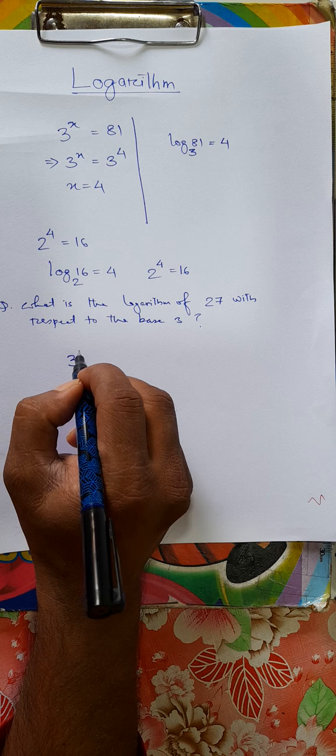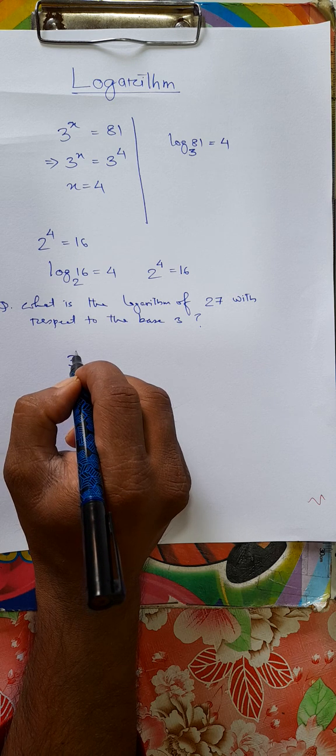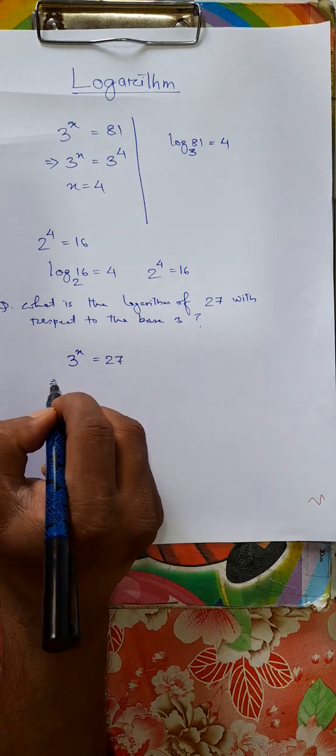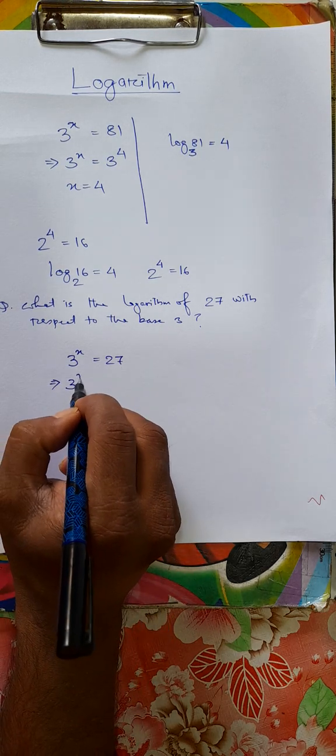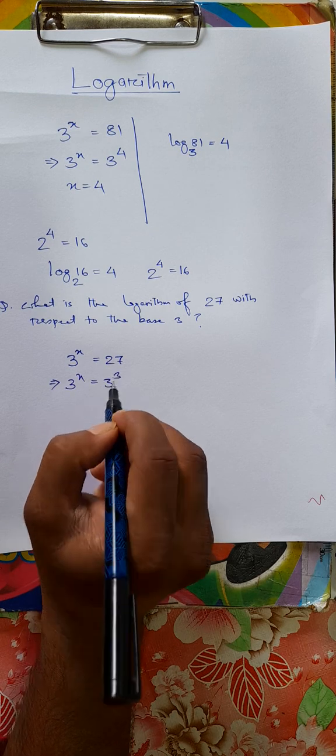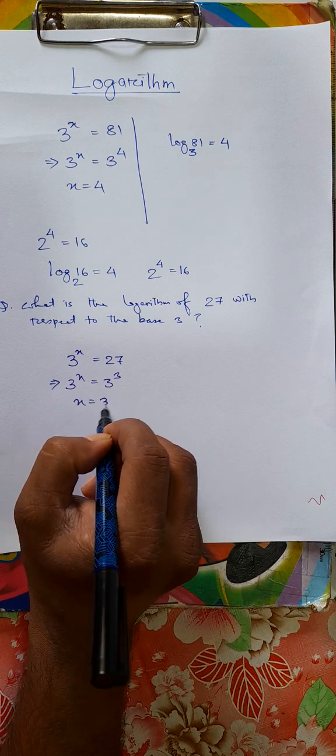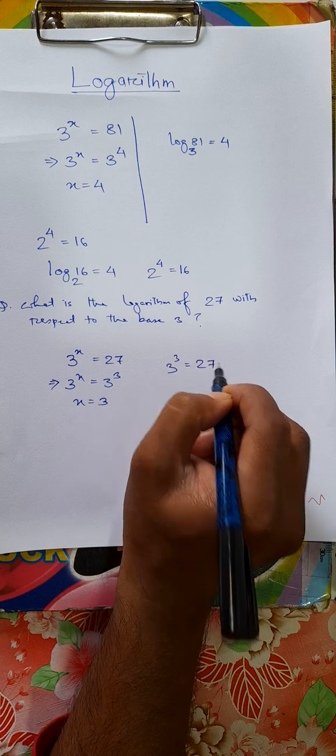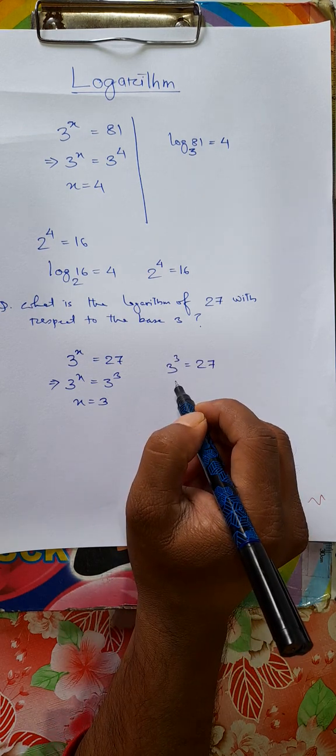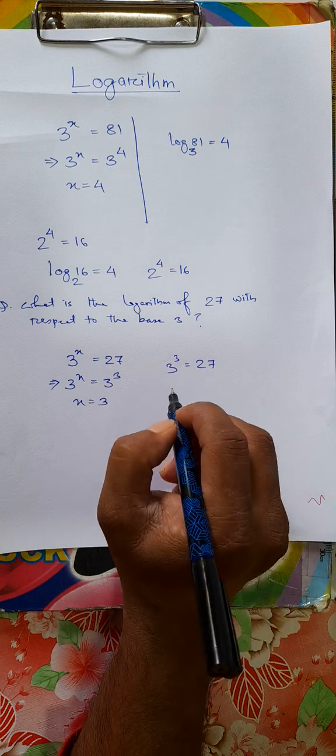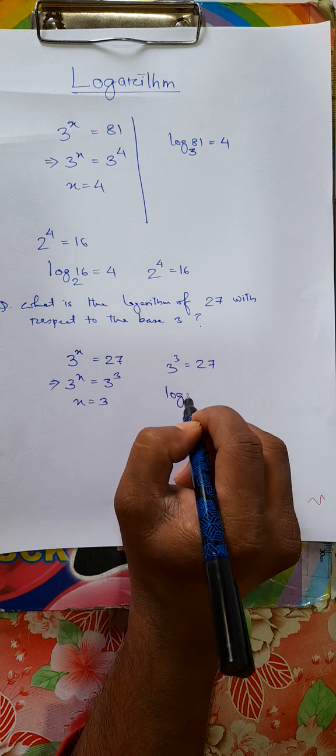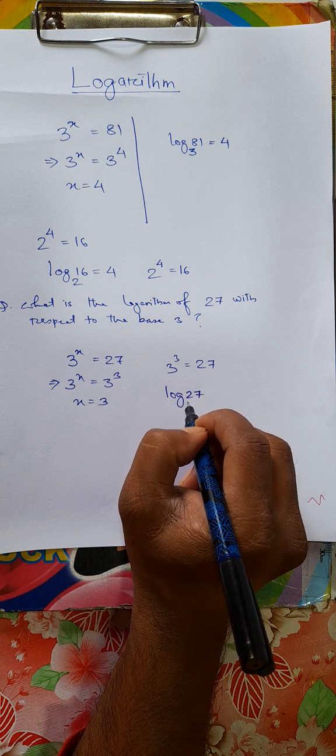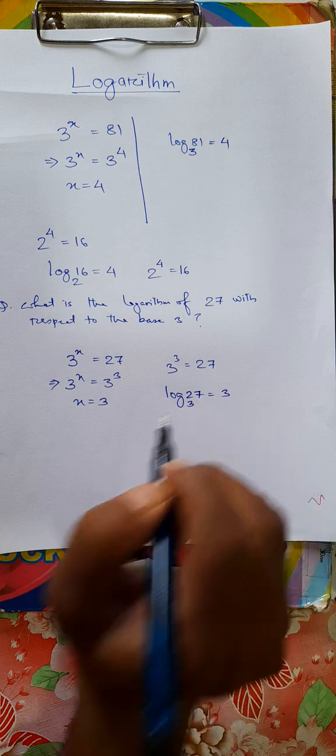So let us imagine that it is raised to the exponent of x so that it becomes 27. Now if you solve this equation, you can write it as 3 to the power x equal to 3 cube. That means x equal to 3. Therefore 3 to the power 3 equal to 27. That means when 3 is raised to the exponent 3, it becomes 27. So in terms of logarithm, we write it as log 27 with respect to the base 3 equal to 3.